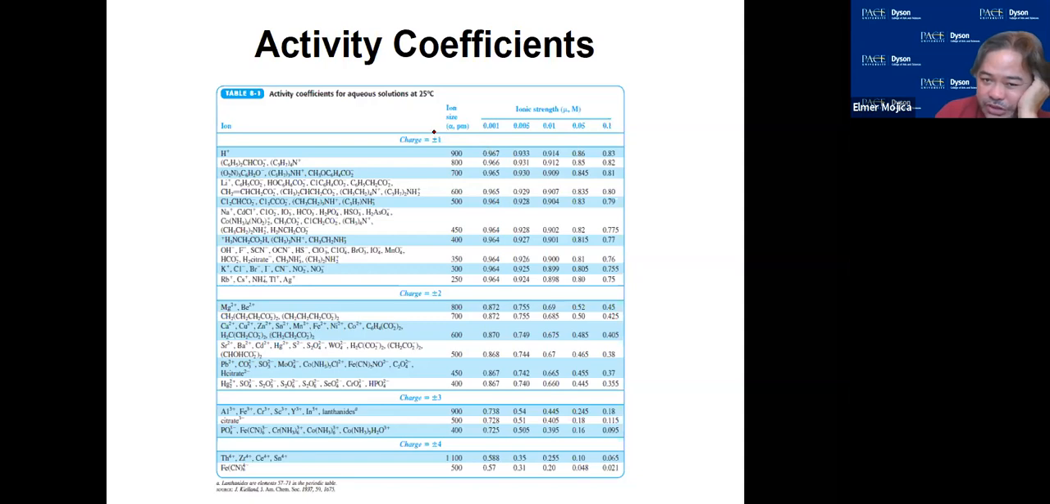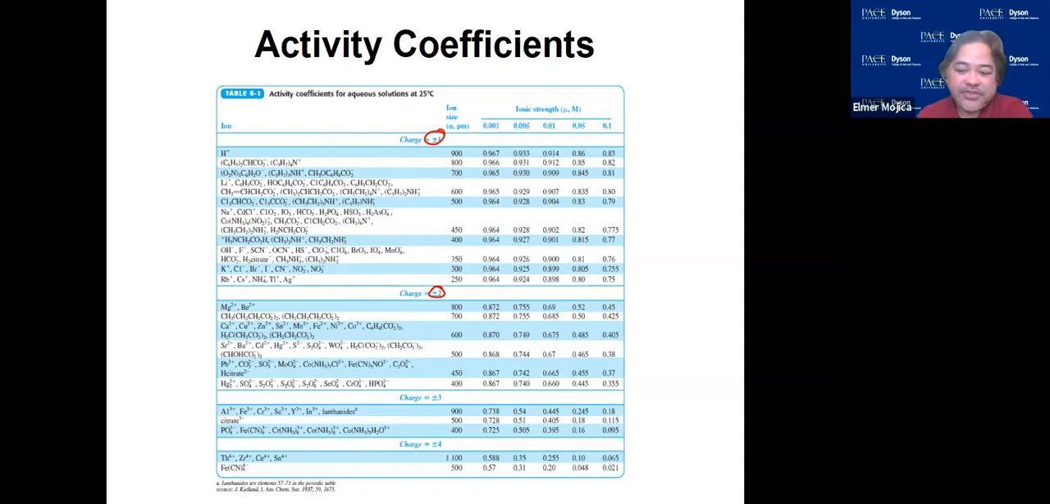Now, in terms of the charge, we could compare +1 and +2. As you could see here, 0.967 compared to 0.872, 0.83 here, and then you have here 0.45. And I think the size also goes with it. The smaller the molecule is, the greater is the change in the activity coefficient with ionic strength.